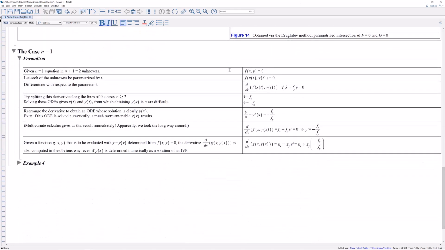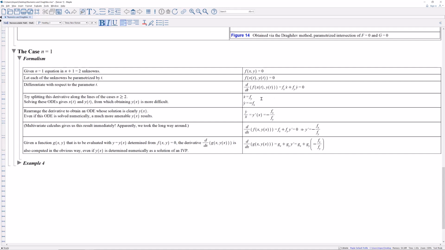One equation, two unknowns. So it's f of x and y equals 0. Draghilev's method says parameterize x and y as functions of t, then differentiate with respect to t. And by the chain rule, you get fx x dot plus fy y dot. And it says you're going to get two equations: x dot equals fy, y dot equals minus fx.